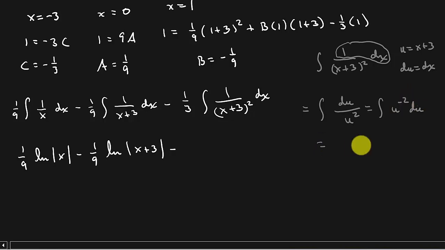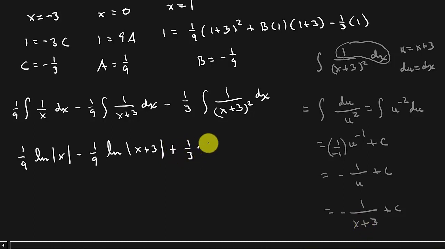And so how do we integrate? We add 1 to the exponent, multiply by the reciprocal of our new exponent, plus c. And so this is equal to -1 over u plus c, which is -1 over x plus 3 plus c. And so that's what that is. So we've got the negative and the negative. That's going to make a positive. And we've got the 1/3. And this is times 1 over x plus 3 plus c.